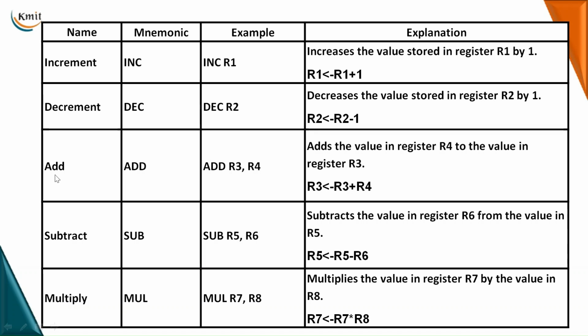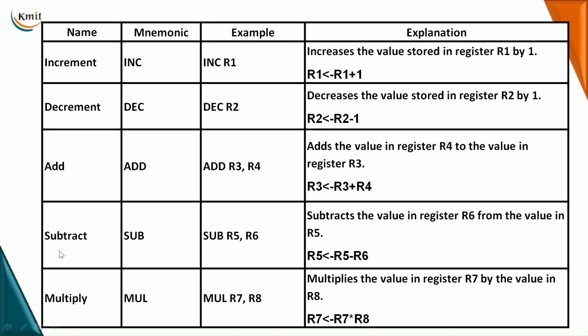Next type of instruction is add, which performs an addition operation on the contents of two registers. If you consider an example, add R3 comma R4. It adds the value in register R4 to the value in register R3, and the result is stored back into one of the source registers, R3. So R3 implies R3 plus R4.